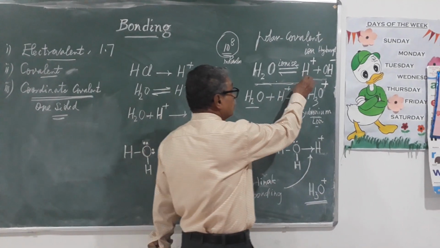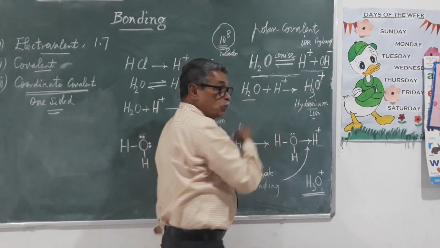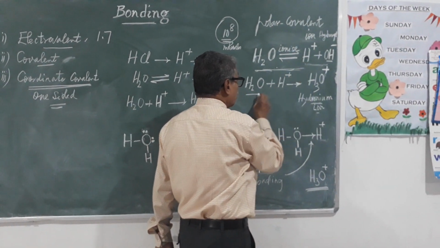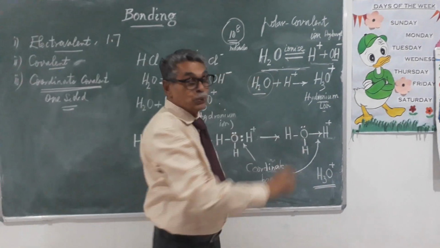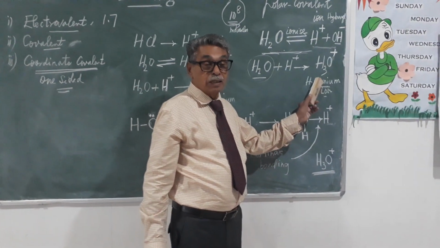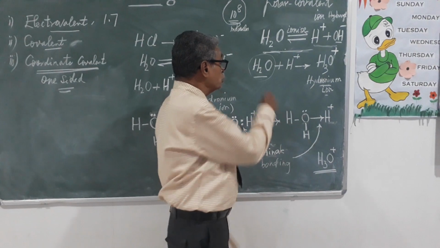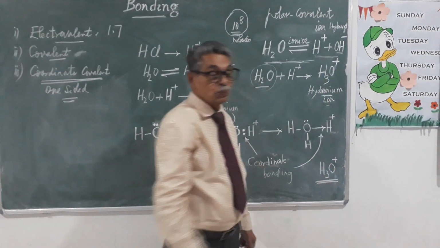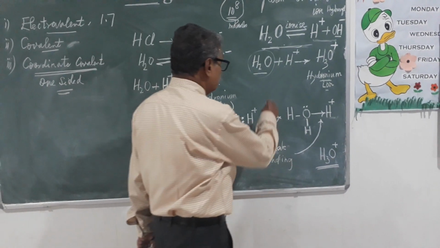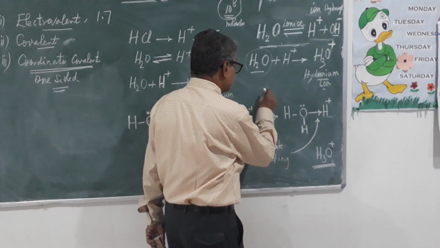For this hydrogen ion, a number of water molecules are available around. So this one hydrogen ion combines with one water molecule and produces the hydronium ion. H2O plus H gives H3O plus, the hydronium ion. The hydronium ion can be shown by the dot method also.